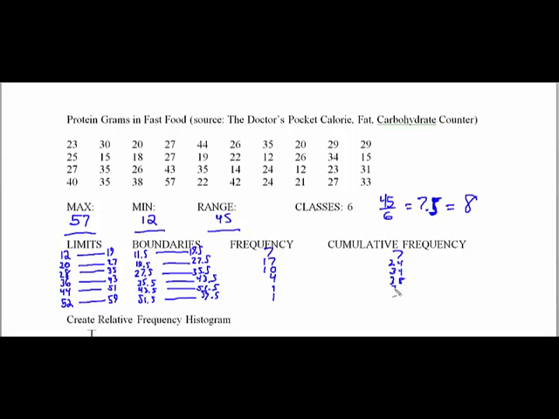This means we have 7 pieces of data that are less than or equal to 19 grams of protein inside the fast food. 24 of those 40 items had less than or equal to 27. 34 out of 40 had less than or equal to, excuse me, I'm squinting here a little bit, 35. 38 had less than or equal to 43. 39 had less than or equal to 51, and finally 40 had less than or equal to 59. Again, if you chose to use limits, you could use boundaries and add the decimals to those.